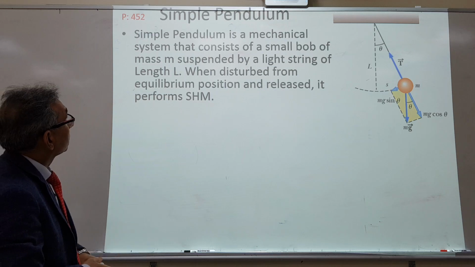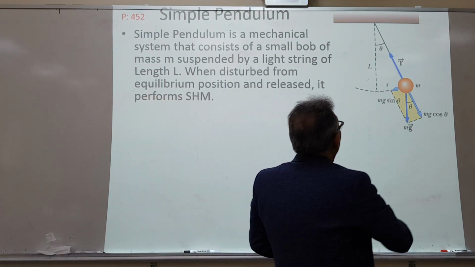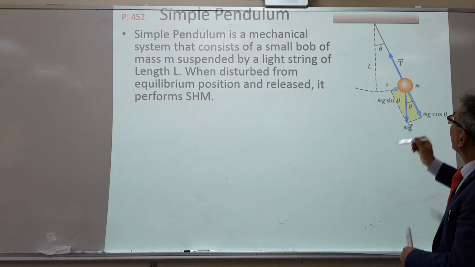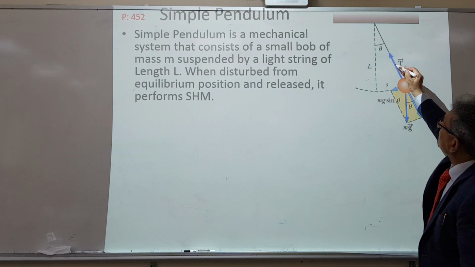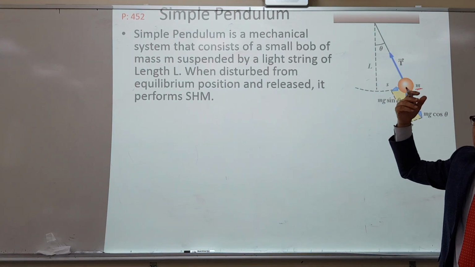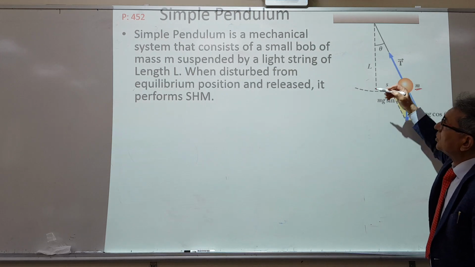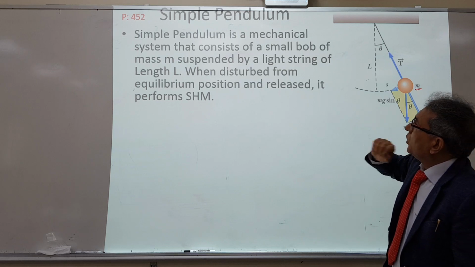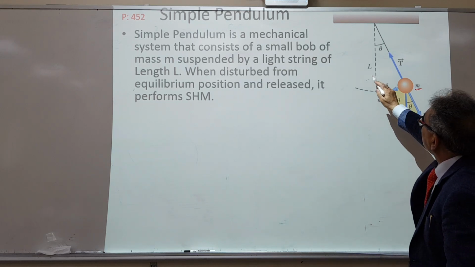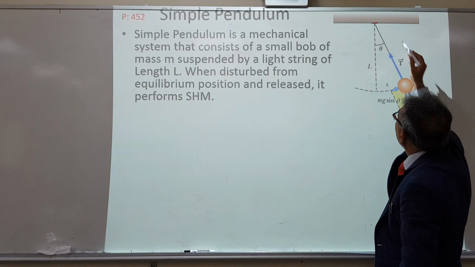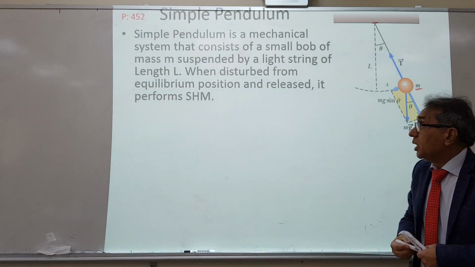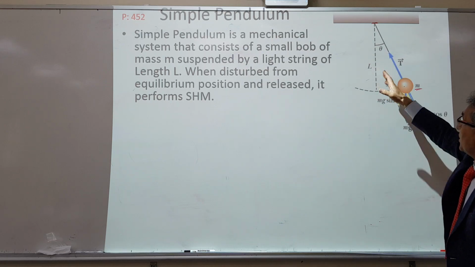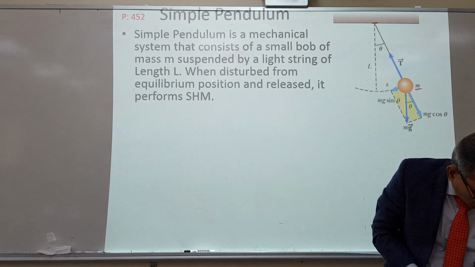It's a mechanical system, right, that consists of a small ball of mass m connected with a light string. Light string means the mass of the string or the thread is negligibly small as compared to the mass of the object. Now, what is L? L is the length of the pendulum from this hook up to the center of the ball. This is the angle theta it makes while having simple harmonic motion.